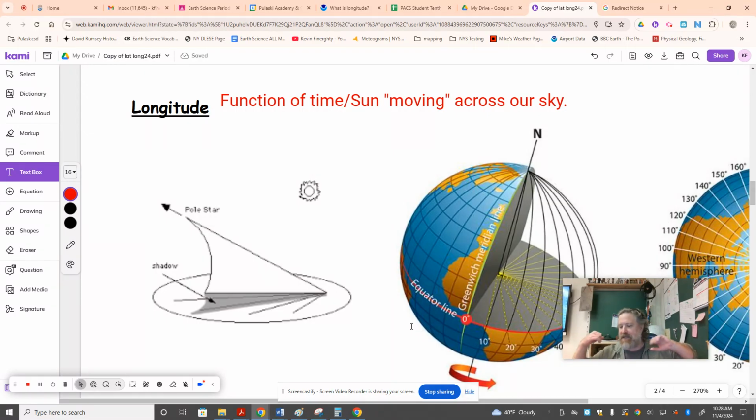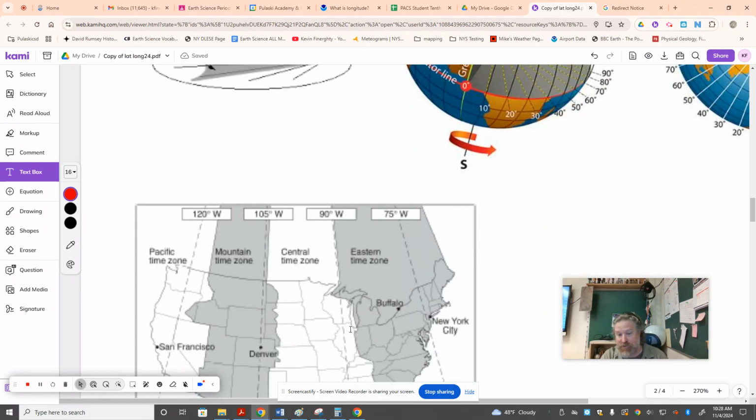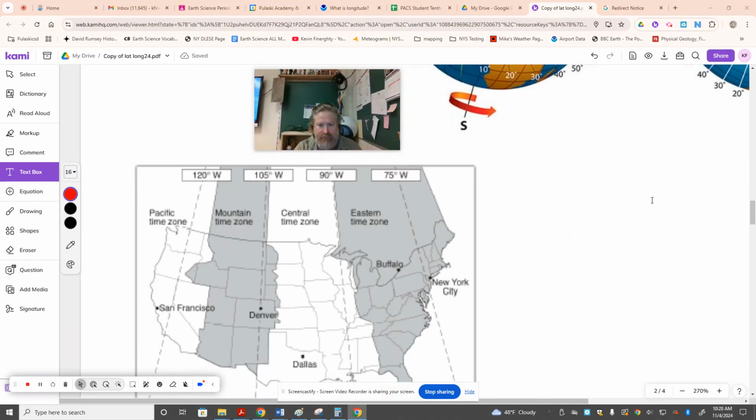By the time in those days I could get to Buffalo, who cares if that noon's a little bit off from my noon? Till they invented trains and you could move fast enough. Then they had to say, hey, we can't have trains running into each other, which they were. They had to figure it out.